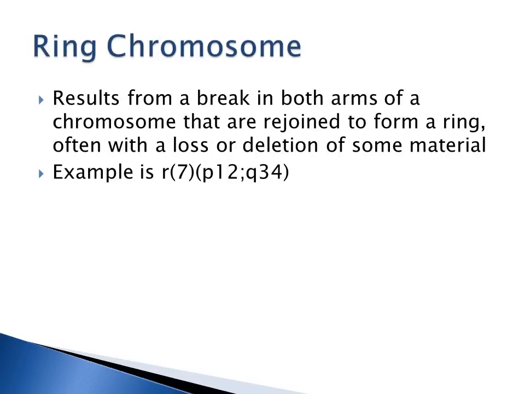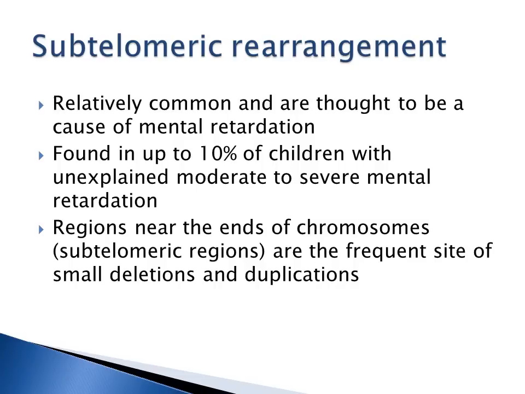A ring chromosome results from a break in both arms of a chromosome that rejoin to form a ring. Usually you're going to get a loss or deletion of some material. So the example of how to write that would be little r, which means ring chromosome, and in parentheses you have your chromosome number and the locations at the short arm and the long arm.